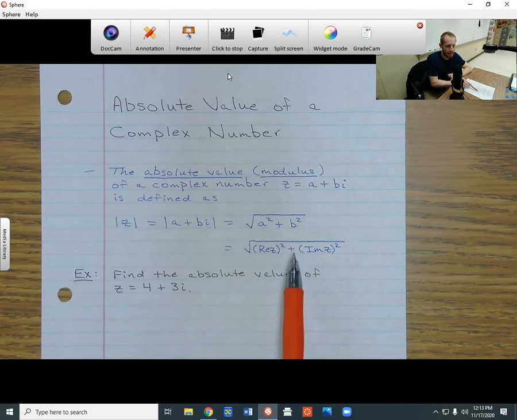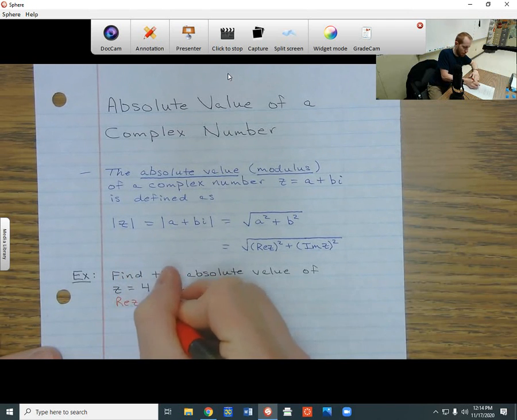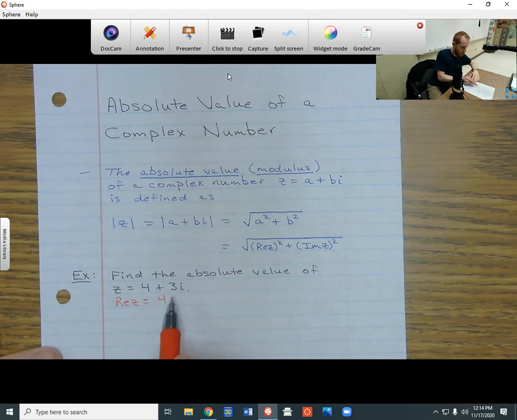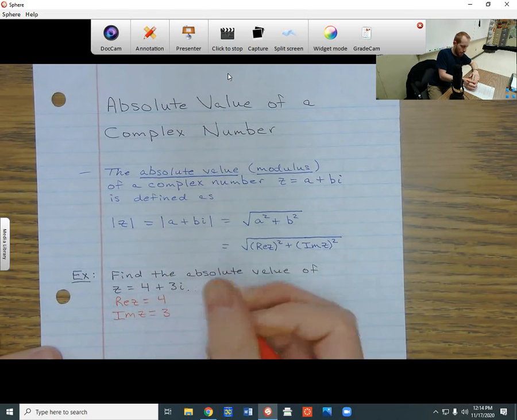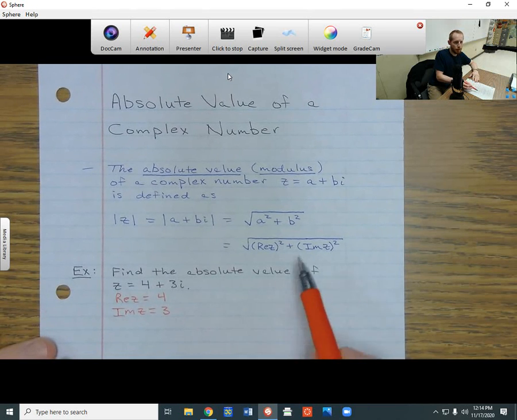So let's take a look at this example. Here, I want to find the absolute value of 4 plus 3i. So my real part is going to be 4. So I can say the real part of z is 4. Also, the imaginary part is going to be 3. That's always the number attached to the i. So I say Im(z) is 3. So now that I know what the real part is, and I know what the imaginary part is, I can put all that into my formula, and I can find out the absolute value, also known as the modulus.